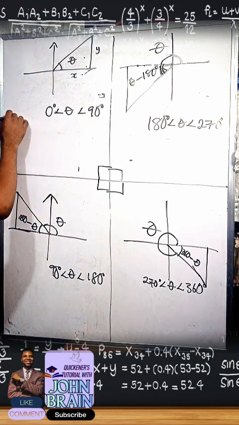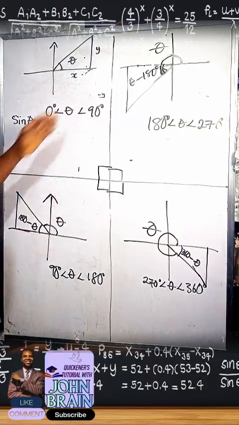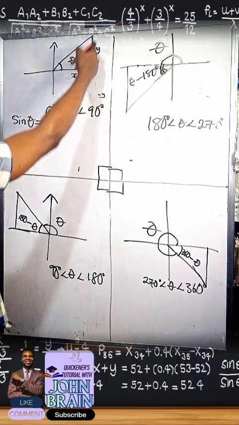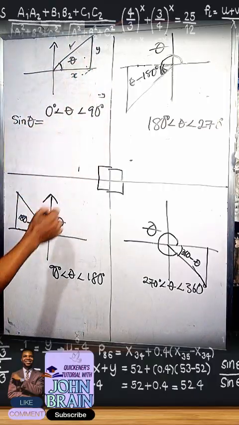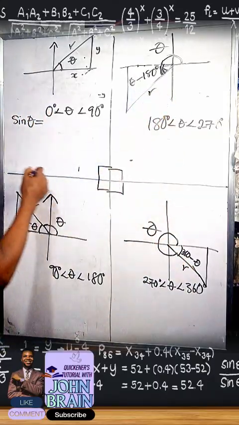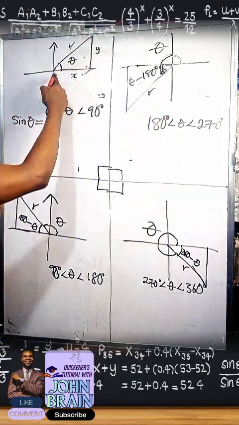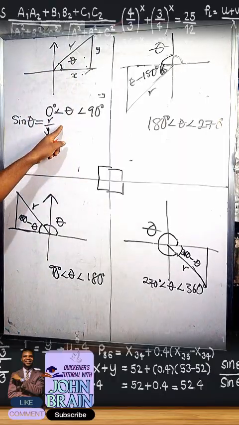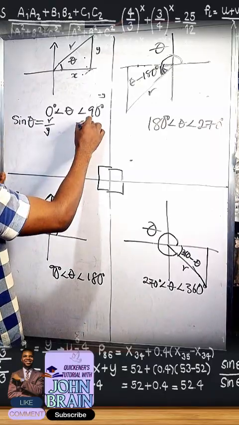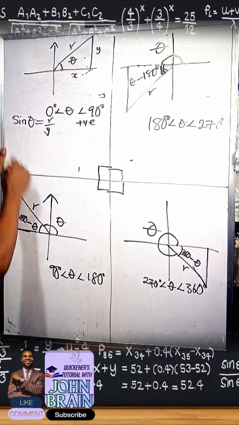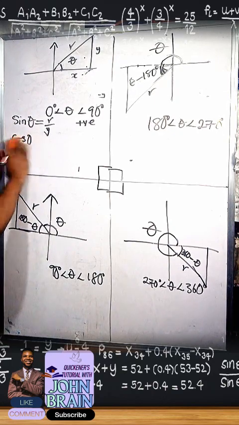So first of all, sin theta is what? Opposite over hypotenuse. This is opposite to this angle. Your hypotenuse is r. All your hypotenuse are r. So sin theta is y over r. Now, take note, this is positive. Can you see? It is positive.